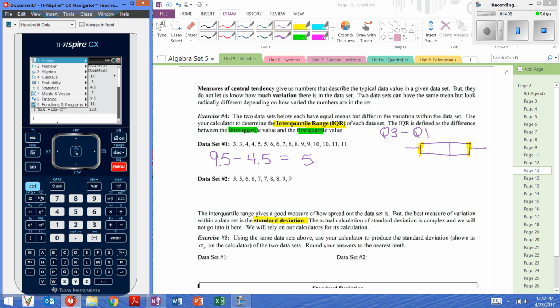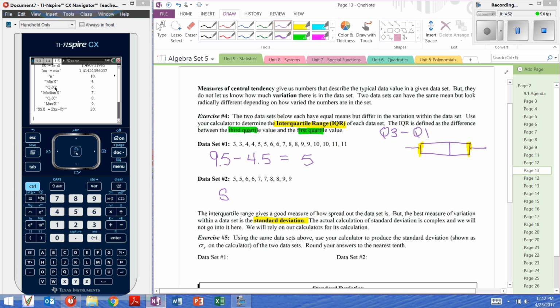Let's do the same exact thing now with our 2nd set of data, so that way we can compare. I'm just going to change this to set 2 instead, and here we have our quartile 3 being 8, and our 1st quartile being 6. 8 minus 6 is 2.